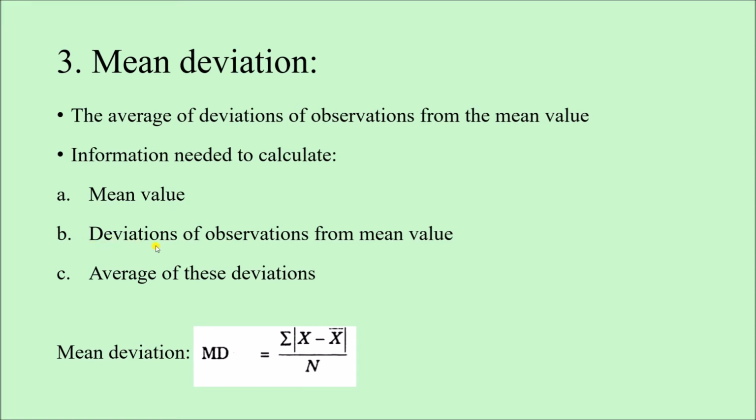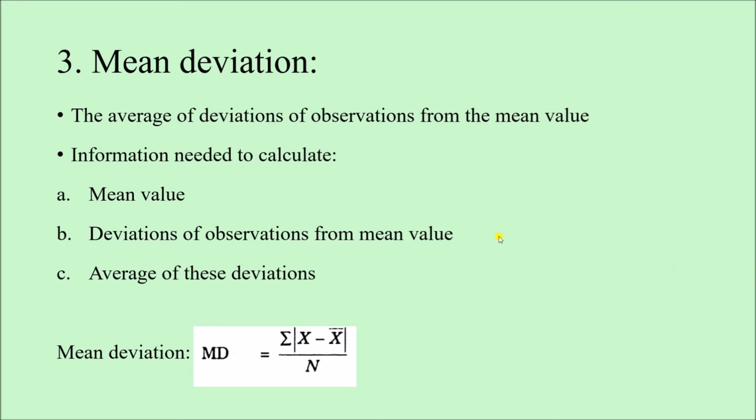Then we have to find out the deviations of observations from the mean value. So all these individual observations have certain values. How much smaller or bigger they are as compared to the mean value, that we have to calculate, right? Then we have to add them up. Now remember, some of these values will be more than the mean value, some of these values will be less than the mean value. So we can have some positive values and negative values. If we add them up, that will actually be 0.